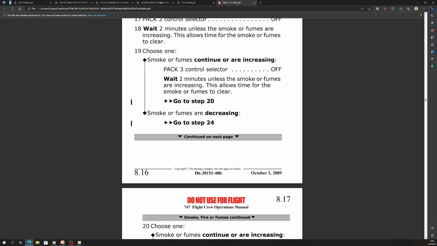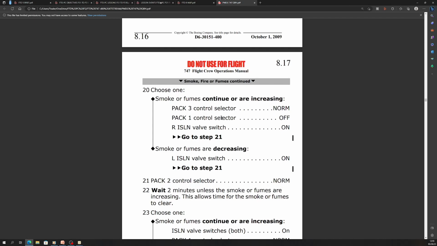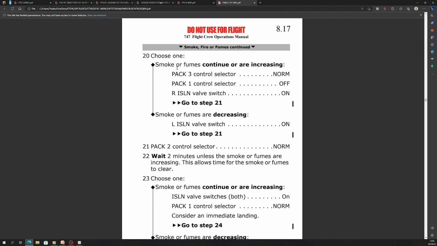And after the 2 minutes, or if they're increasing, we choose one. Smoke or fumes continue or are increasing. And let's say they are. We still smell the fumes. They haven't gotten any worse, but we still smell the fumes.